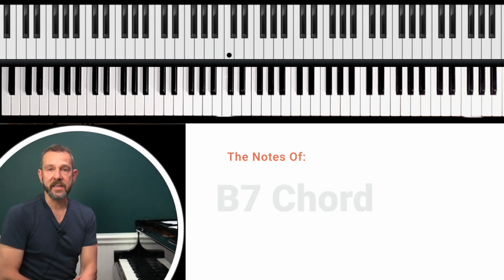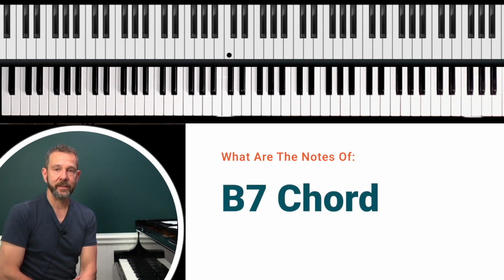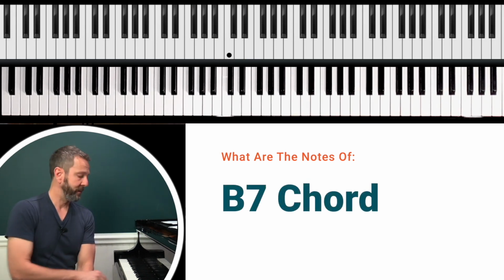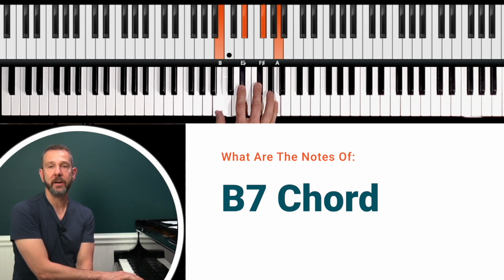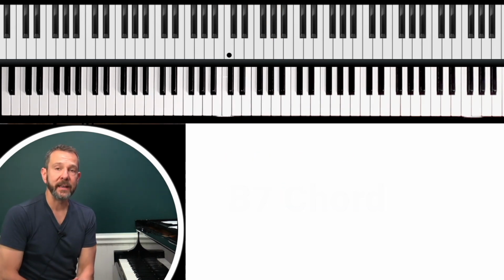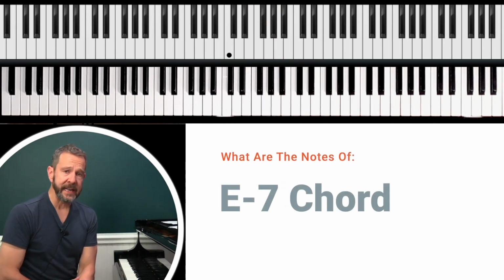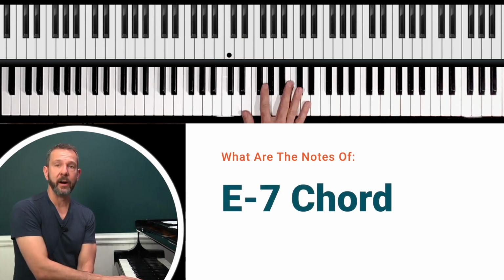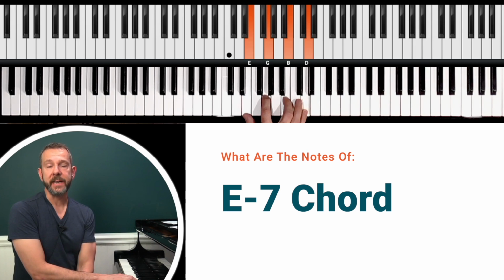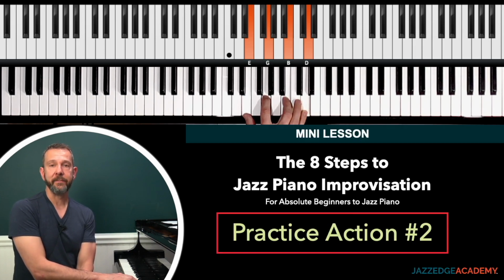Next chord, B7, B dominant 7th. The notes of the chord are B, D sharp, F sharp, and A. That should say D sharp, right? So B, D sharp, F sharp, and A. And finally, the last chord, E minor 7th. What are the notes of an E minor 7th chord? They are E, G, B, and D.